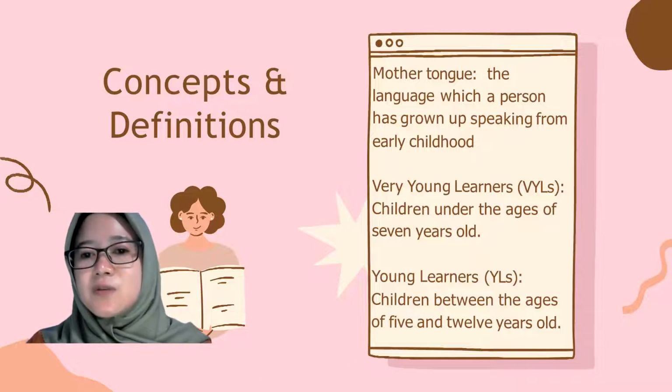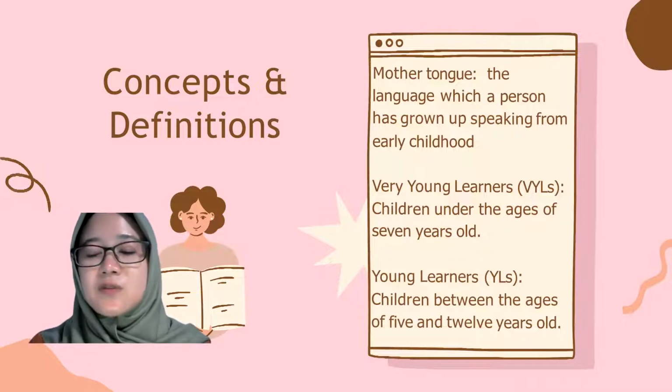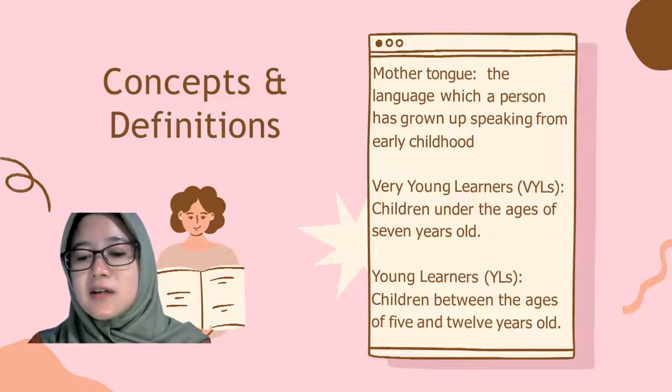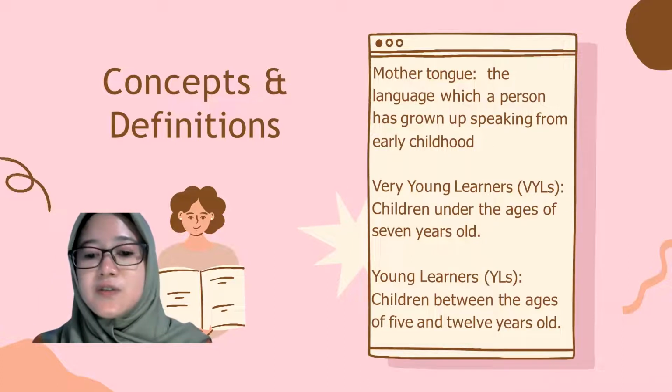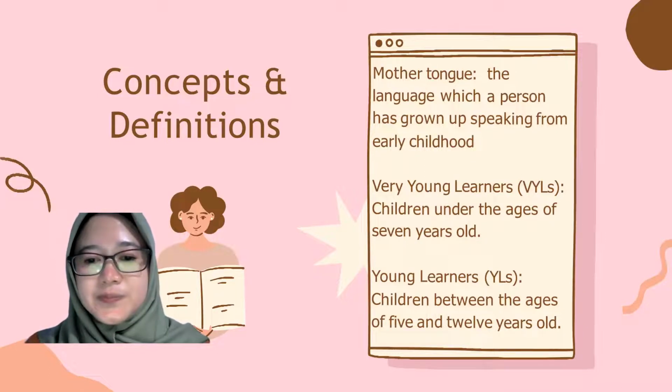And also we're going to learn about very young learners. They are children under the ages of 7 years old, and then young learners, usually they are between the ages of 5 and 12 years old. So it means the ages is the elementary students' age.